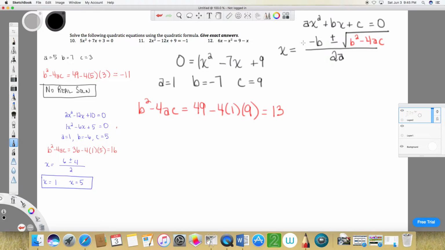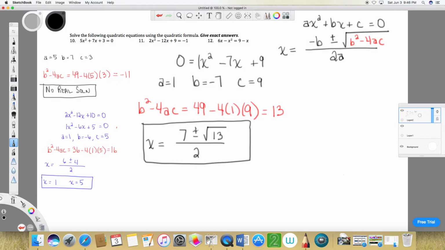So let's return back to our formula here. Our denominator is pretty easy to determine. 2 times a when a is 1, 2 times 1 is 2. And the numerator is not too terrible. The first term is the opposite of b. The opposite of negative 7 is positive 7. And then we have plus or minus the square root of our discriminant, which we found to be 13. So there, we're done with this. That's our answer. We can't simplify that. If we could simplify it, then they expect us to do that. Sometimes it'll be the radical, sometimes it'll be the fraction itself that reduces. Sometimes both.